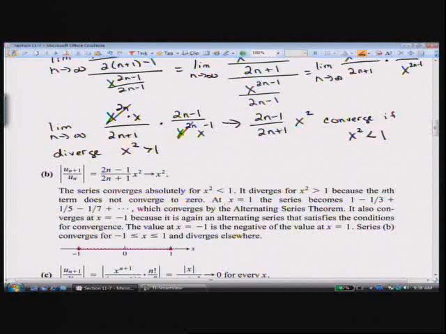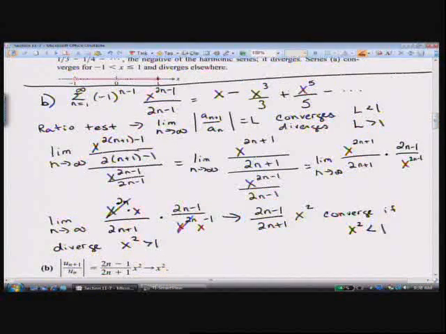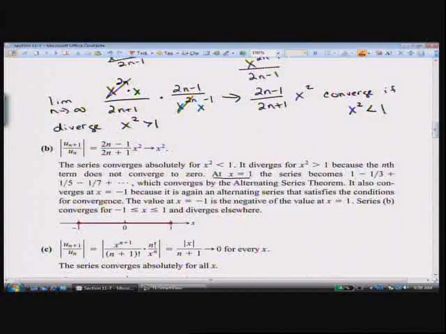Now, if x is 1, so I'm going to go to this part here. When x equals 1, the series becomes, so we're going to put 1 into this process up here, 1 minus a third plus a fifth minus a seventh, right? It's going to look like that. That's an alternating series, and that's going to converge. Okay? It also converges at x equals negative 1 because it's an alternating series that satisfies the conditions. So if we put negative 1 in, we get another alternating series.